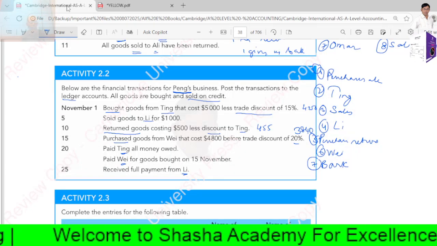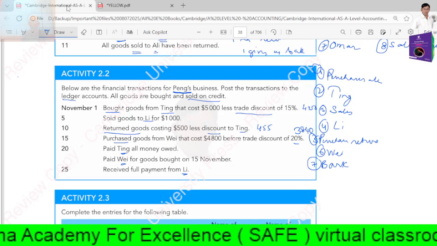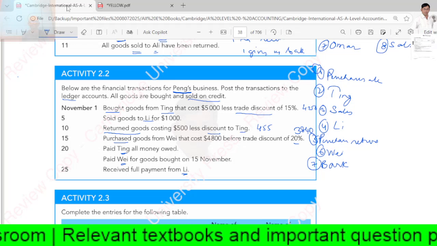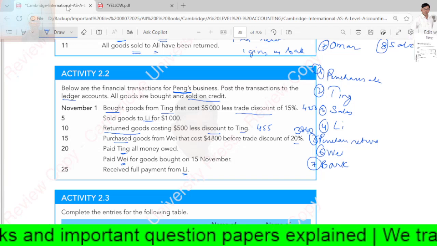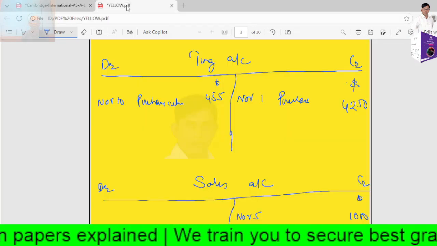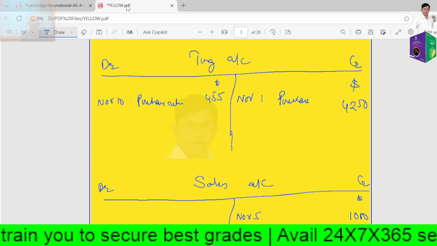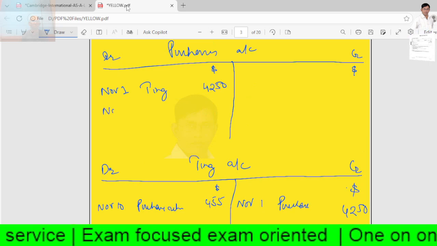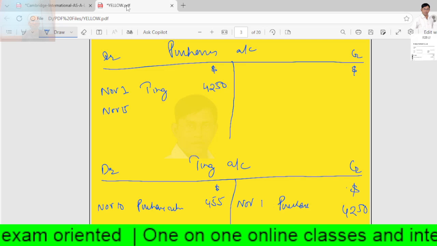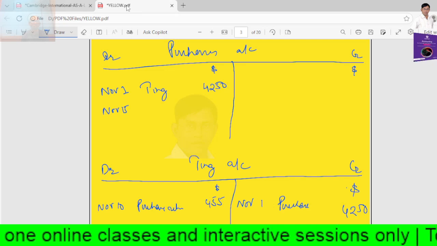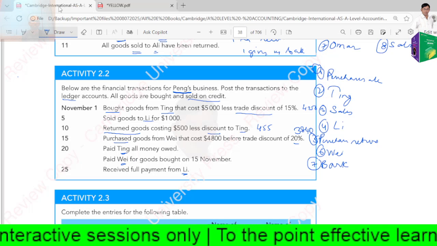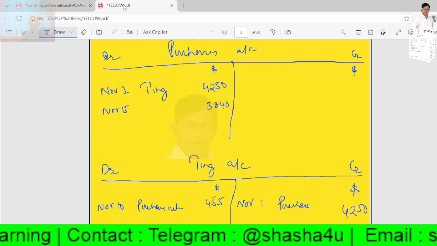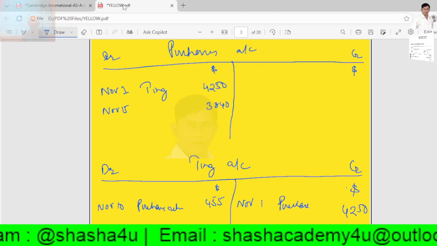Next, purchase goods from V that cost 4800, so 3840. So purchase from V, and it is on November 15th. Purchases account will be debited 3840.